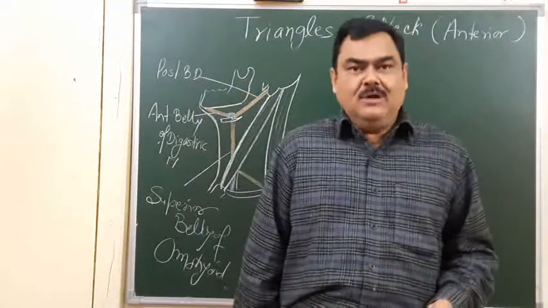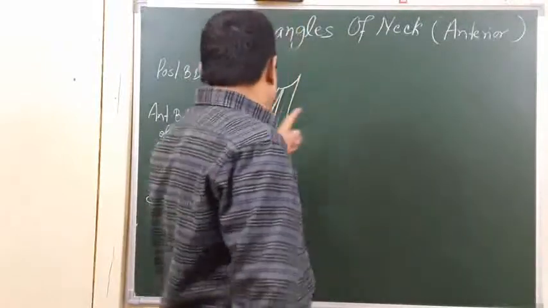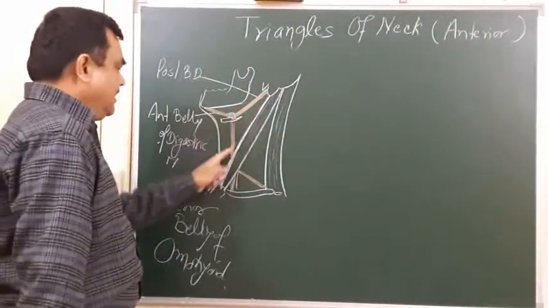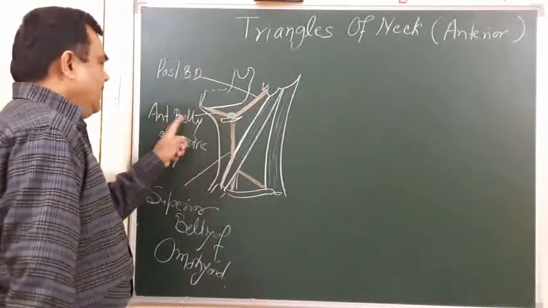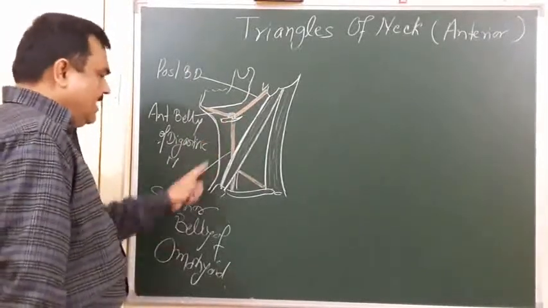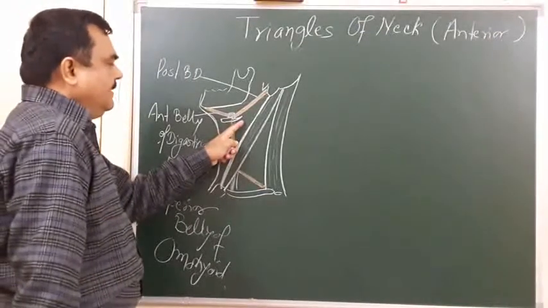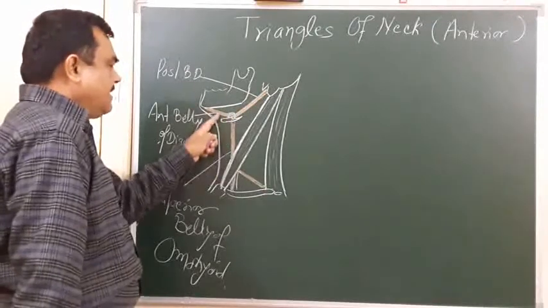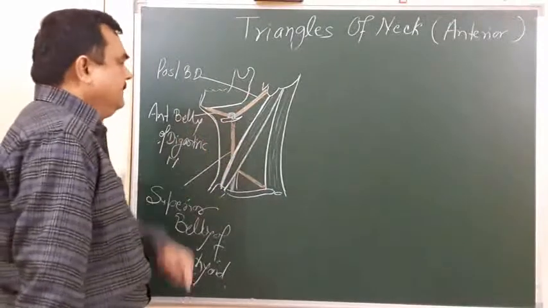So now we'll discuss another triangle of the anterior group. This is the anterior triangle of the neck. It is divided by the anterior belly of the digastric, posterior belly of digastric and superior belly of omohyoid into the carotid triangle, digastric triangle, muscular triangle and submental triangle. Now we'll discuss the carotid triangle.